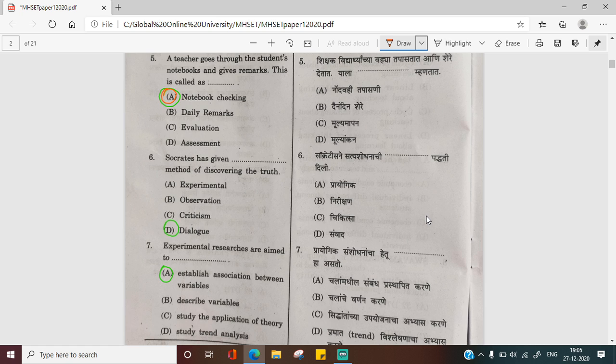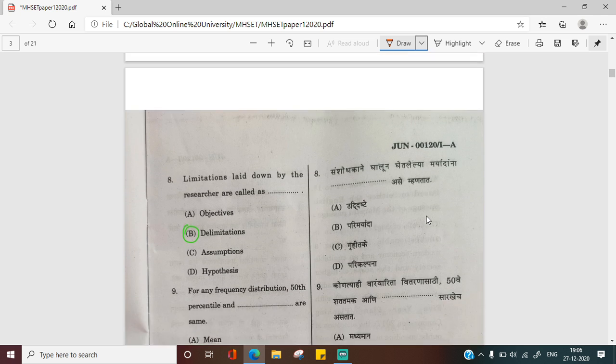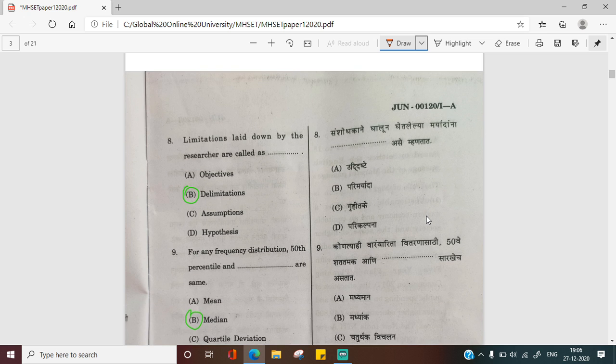Socrates has given method of discovering the truth. Socrates has given the dialogue method. Okay, right answer is D. Experimental researchers aim to establish relationship between variables. Dependent variables, independent variables, and in experimental research we establish relationship, association. Limitations laid down by the researcher are called delimitations. The right answer to question 8 is B.